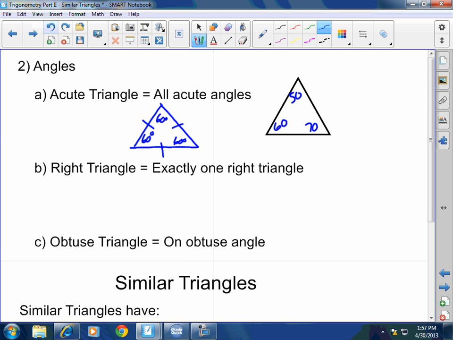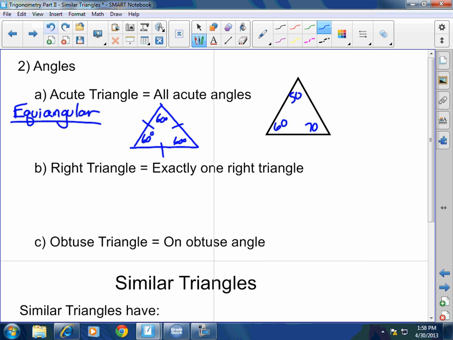And when all the angles are the same, might as well, since we're talking about angles, if they're all the same exact angle, it is called equiangular. So if all the angles are equal, it's called equiangular. And just so you know, if you have an equiangular triangle, it's also equilateral, and vice versa. If you have an equilateral triangle, they're also going to be equiangular.